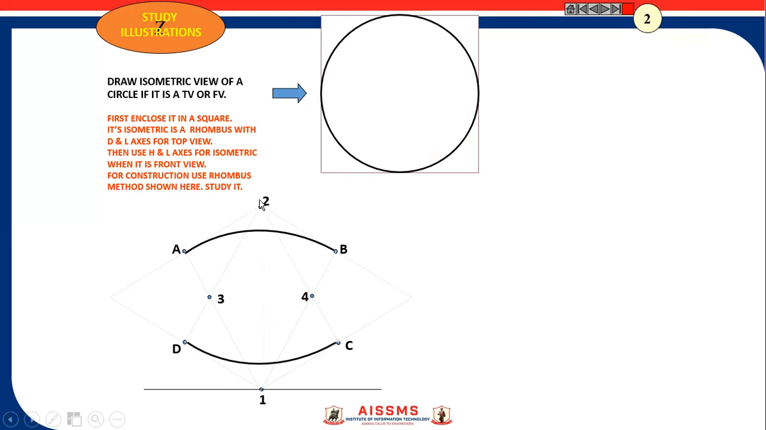Now take a compass, then 4 as a center, 4 to B as a radius, draw an arc up to the C point. And 3 as a center, 3 to A as a radius, and draw an arc up to the D. So this is the required circle in isometric.